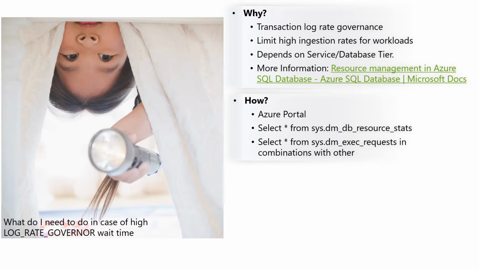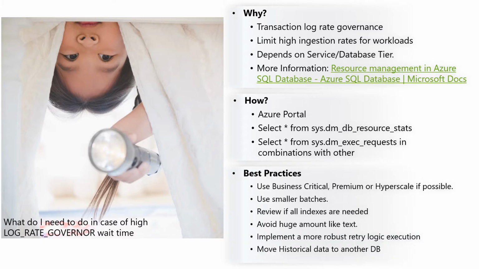How is it possible to identify that we have this log governor? We are going to use the Azure portal and review the metrics. We are going to use the dynamic management view called sys.dm_db_resource_stats, or we are going to see which queries are causing this problem using Extended Events.